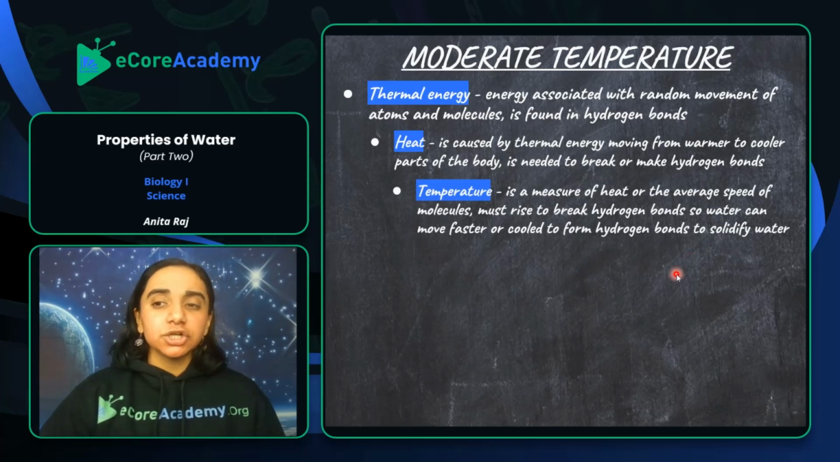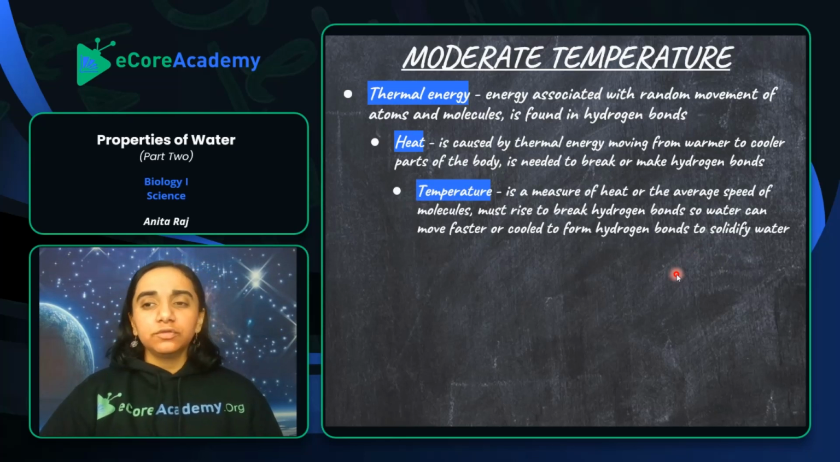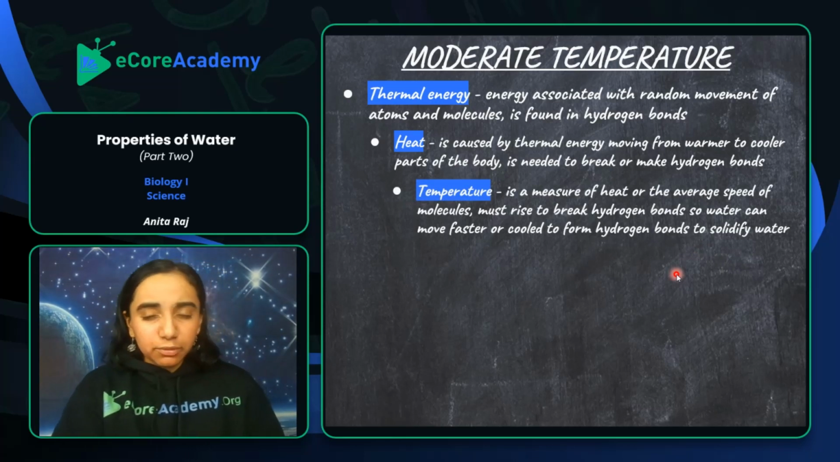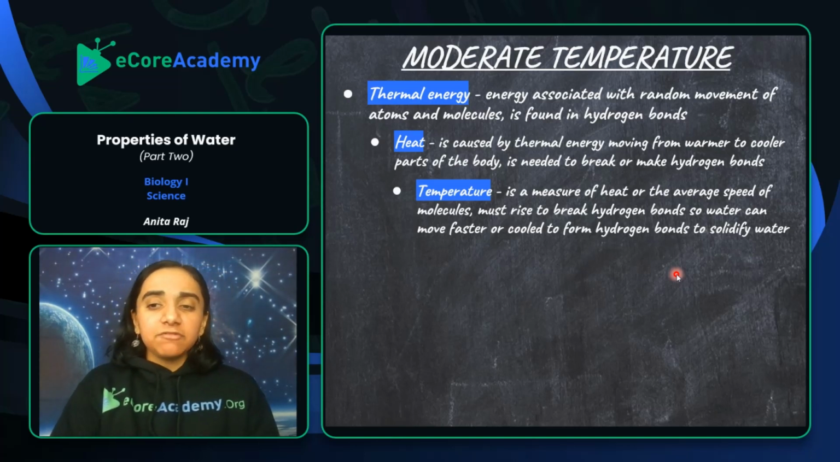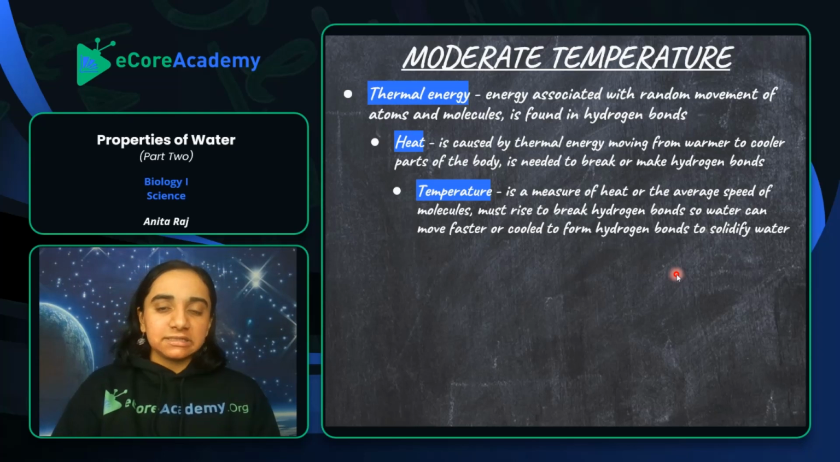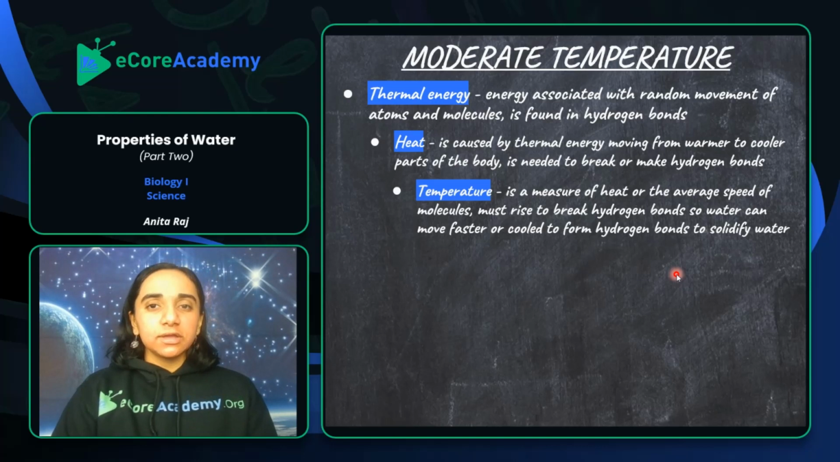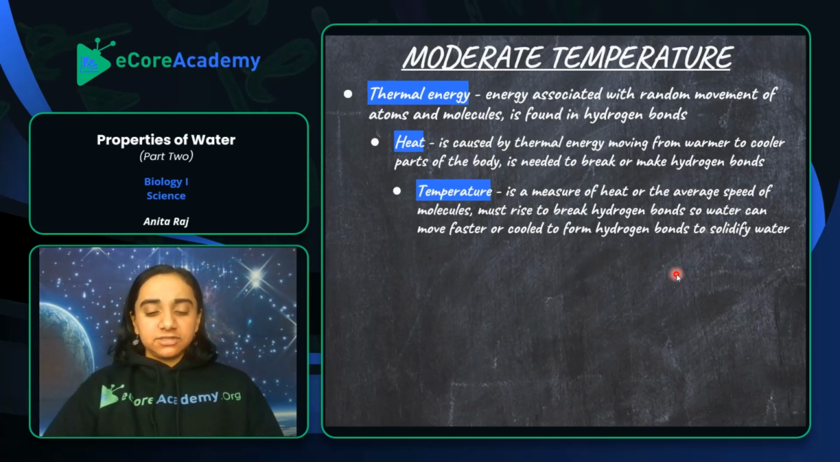So it is going to be a measure of how the random movement of molecules are moving, or getting propelled, from warmer to cooler parts of the body. And it's going to be the average speed of these molecules moving past each other. So, for example, we're looking at a liquid with water in it. As you boil that liquid, obviously the water molecules are going to start moving faster because they're going to be spreading apart and evaporating into gas. So the speed of the molecules is going to increase. So that's what temperature is pretty much measuring.